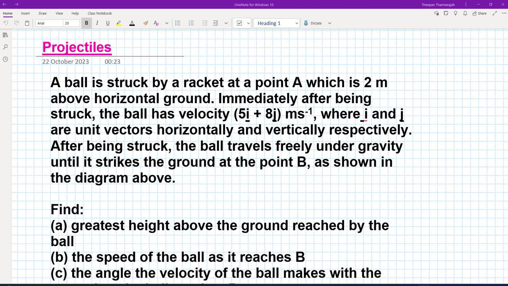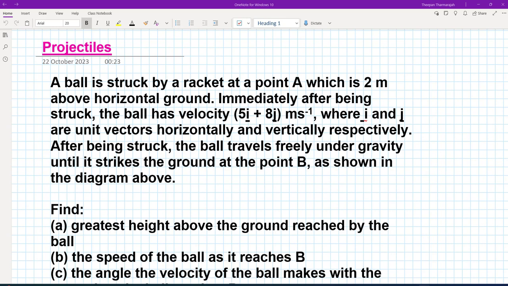In this video, we're going to look at projectiles with horizontal and vertical vectors. So let's take an example. A ball is struck by a racket at a point A, which is 2 meters above horizontal ground. Immediately after being struck, the ball has a velocity of 5i plus 8j meters per second, where i and j are unit vectors horizontally and vertically respectively. After being struck, the ball travels freely under gravity until it strikes the ground at the point B, as shown in the diagram above.